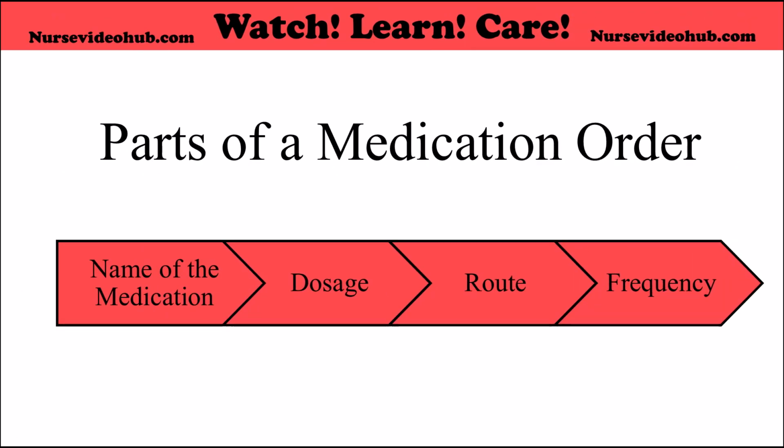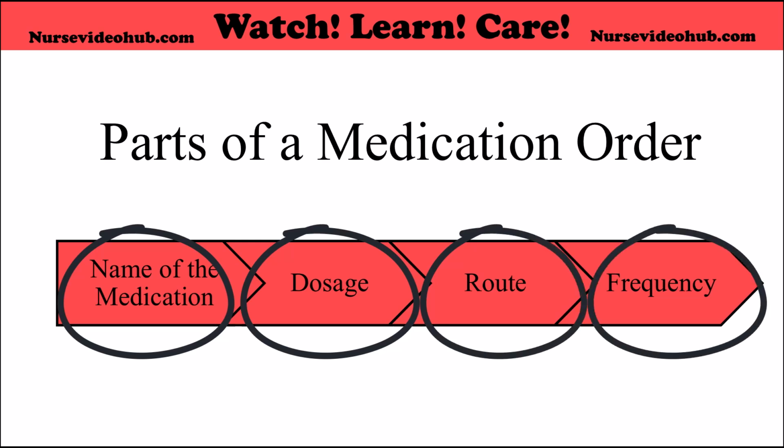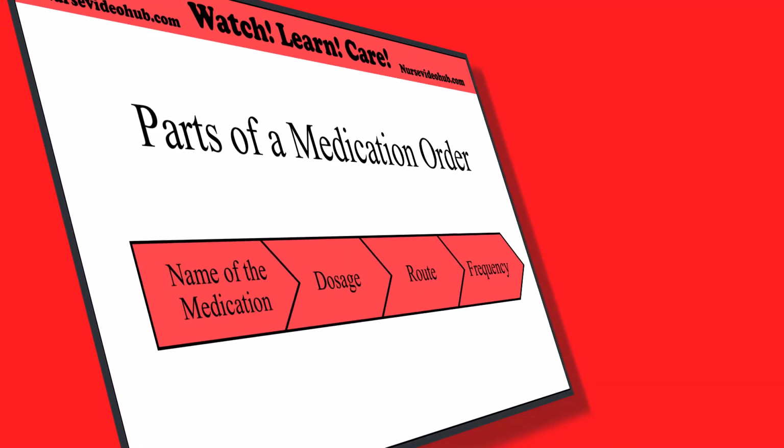So remember, every medication order must have 4 components: the medication name, the dosage, the route, and the frequency. If anything is unclear, don't guess. Call the provider and clarify. Patient safety always comes first.